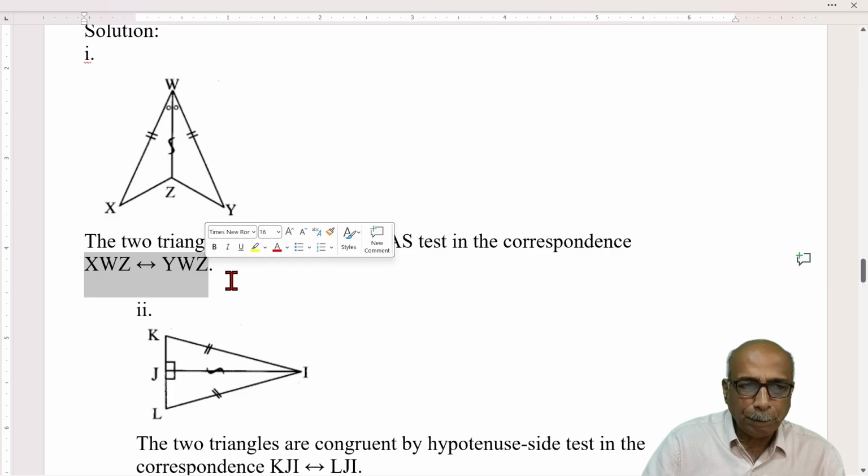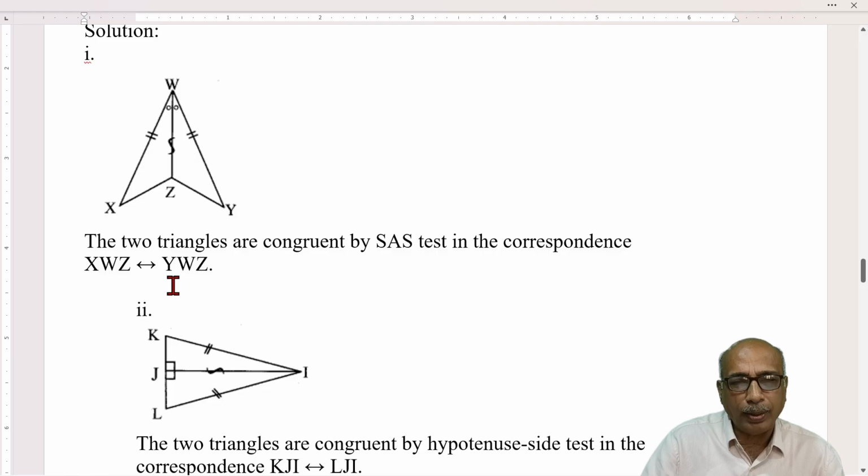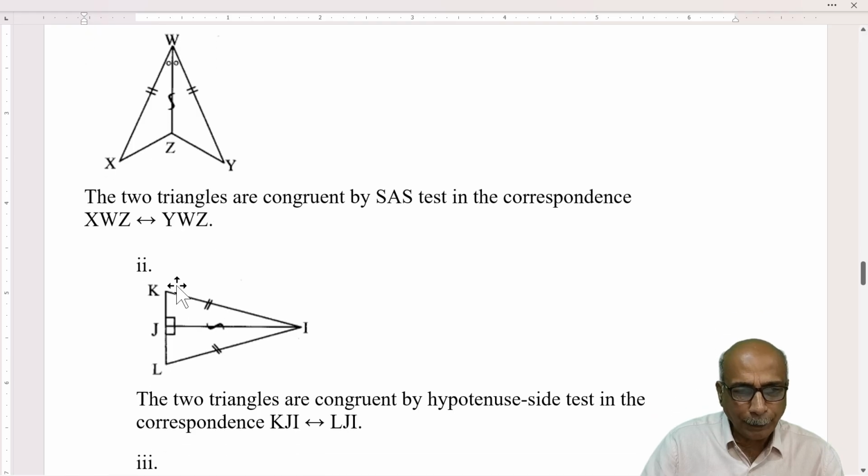Very clear. Now, to identify the test, S, this is side, included angle is W here, small, and common side for both the triangles. So SAS test, these two triangles are congruent. The two triangles are congruent by SAS test in the correspondence XWZ corresponds to YWZ. I'm sure it is clear.